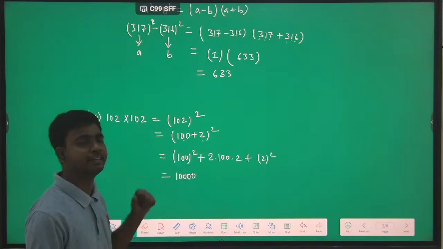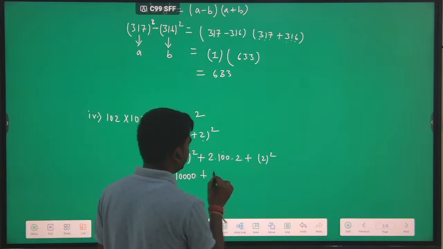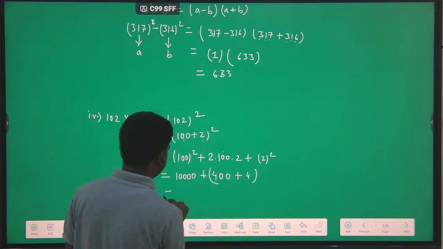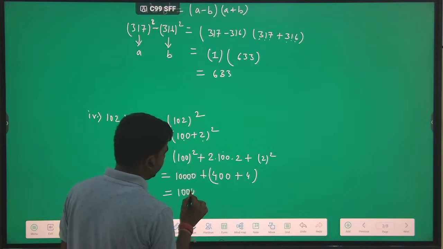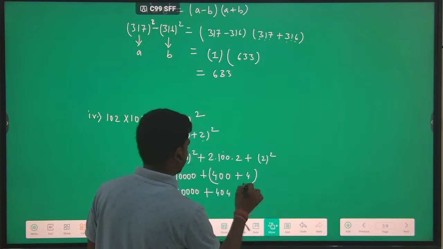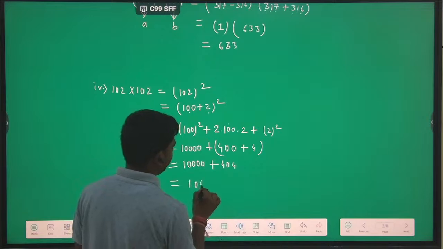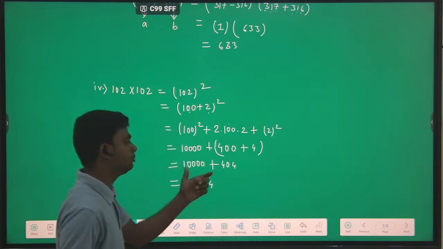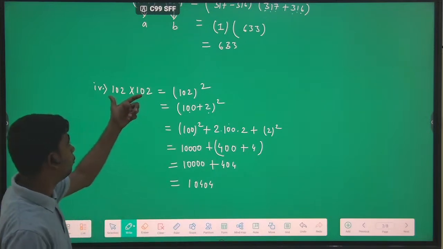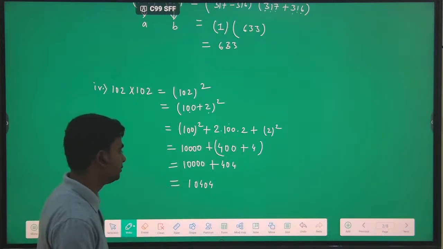So the value will be 10,000. 100 square is 10,000 plus 2 into 100 is 200. 200 into 2 is 400 plus 4. So it will be equal to 10,000 plus 404, and this will be equal to 10,404. 10,000 plus 404 is actually 10,404. So the whole value will be equal to 10,404. Okay.